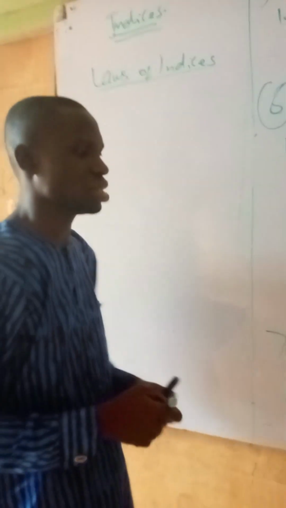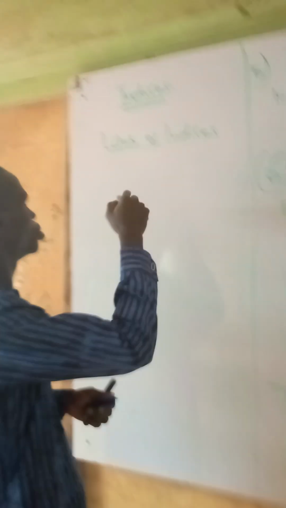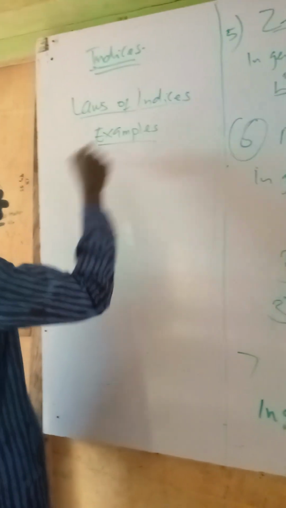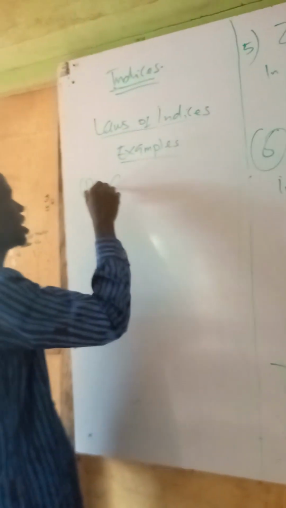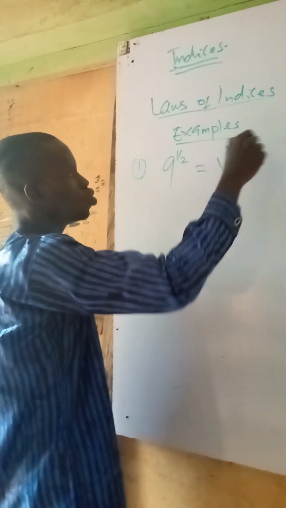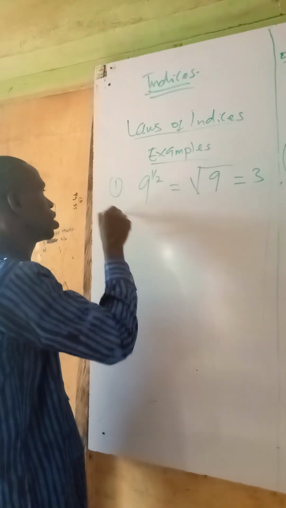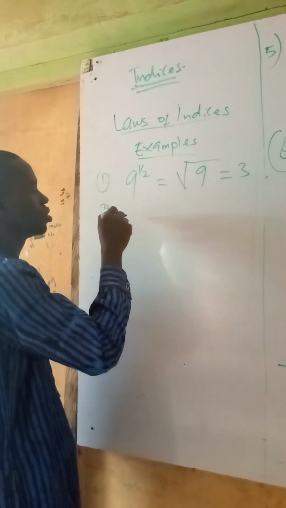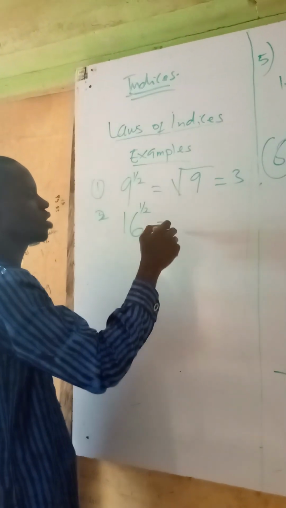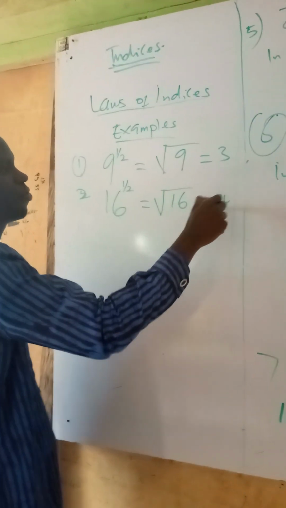Alright, let's take some examples of the root power law. Number 1: 9 raised to the power of half will give us the square root of 9, which is 3. Then we have the square root of, let's say, 16 raised to the power of half. That will give us the square root of 16, which is 4.